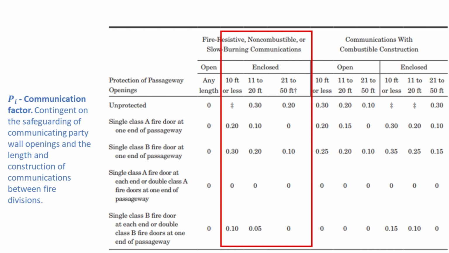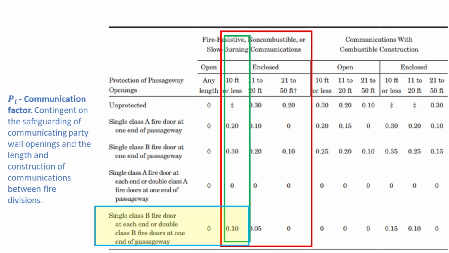Finally, let's take a look at the communication factor P. In this problem, we are told that the passageway openings are non-combustible and enclosed with a length of 10 feet, and that single Class B fire doors are installed at each end of the passageway. The first information regarding the passageway opening being non-combustible and enclosed helps us narrow down the columns of concern. We also know that the passageway openings are enclosed with a length of 10 feet, therefore, the column for finding the communication factor can be located. By knowing that single Class B fire doors are installed at each end of the passageway, we can find that the communication factor P is 0.10.